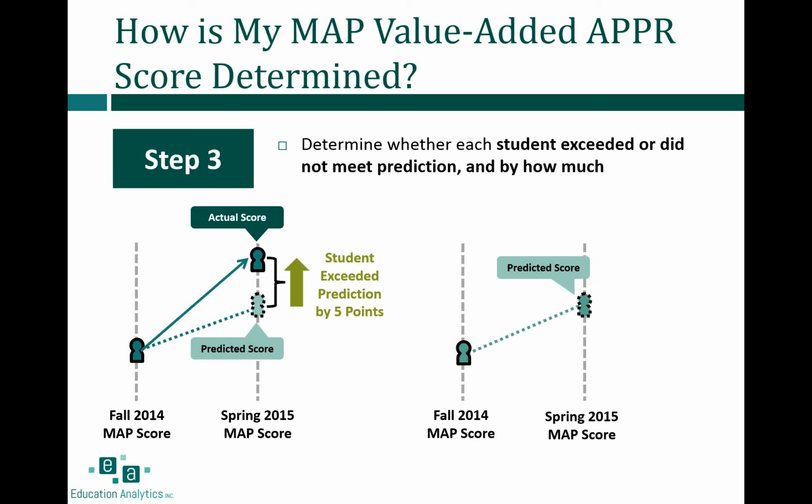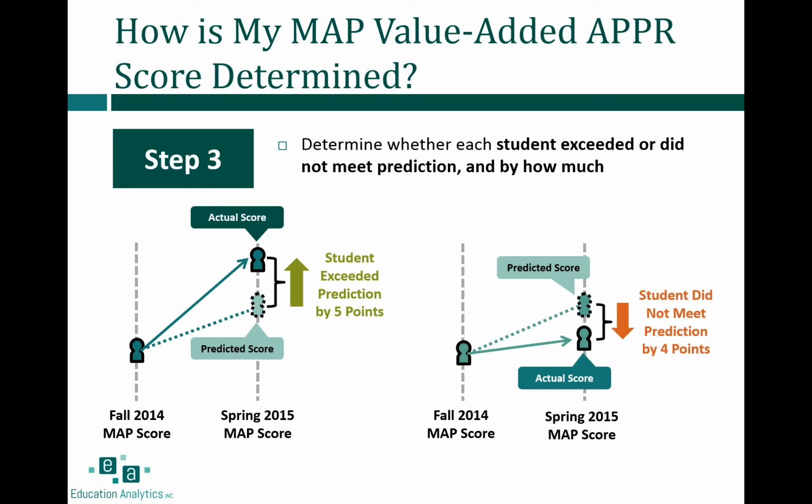On the right, we have an example of a student with again a predicted score that's based on his or her characteristics, and then the actual score was lower than that statistically predicted score. In this case, the student did not meet their prediction by 4 points.